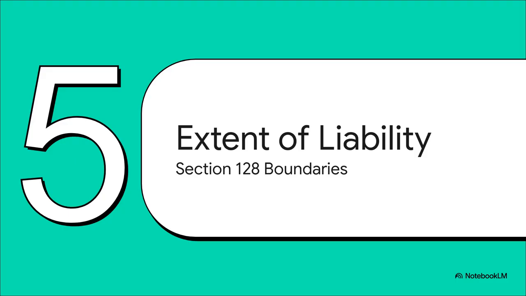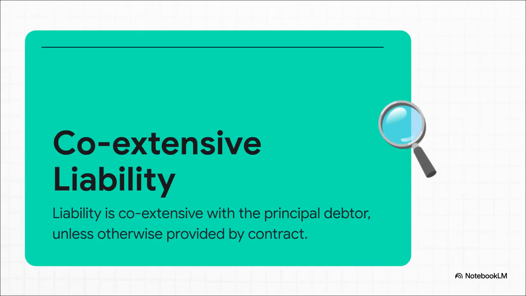Next, we write Roman numeral 4, extent of surety liability. This section dictates the absolute boundaries of Section 128 of the Indian Contract Act. Just how far does the liability of a guarantor stretch? Read this carefully. Co-extensive liability, Section 128. Liability is co-extensive with the principal debtor, unless otherwise provided by contract.